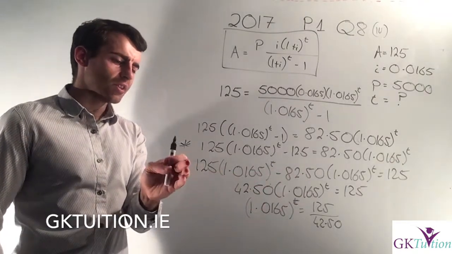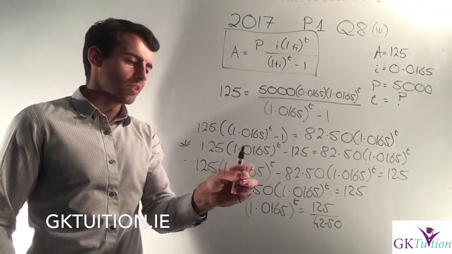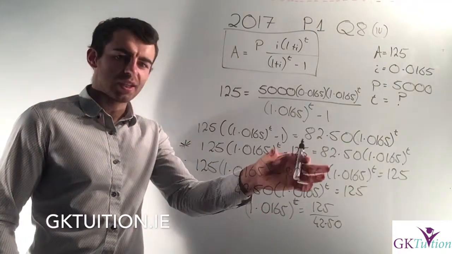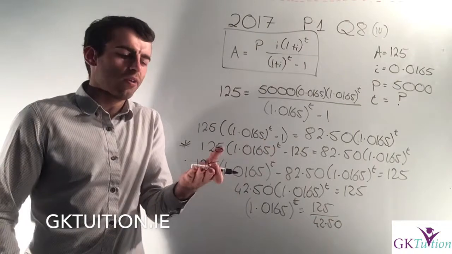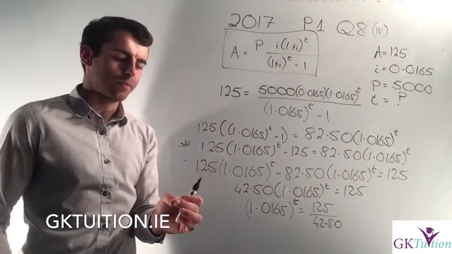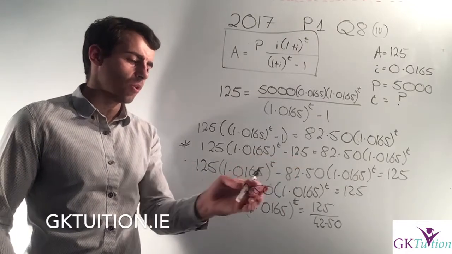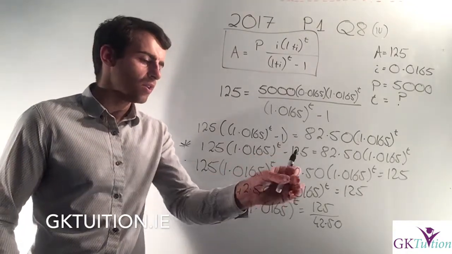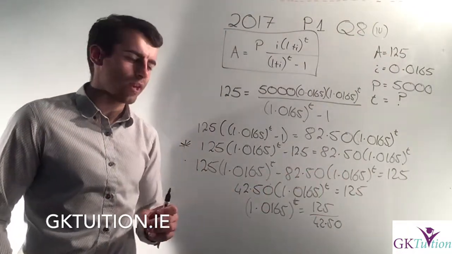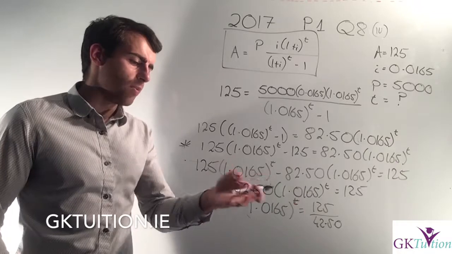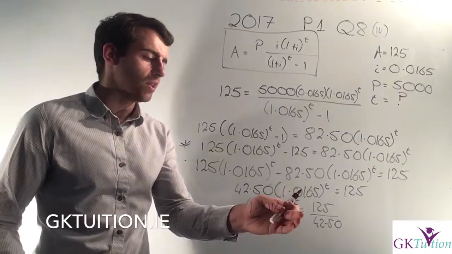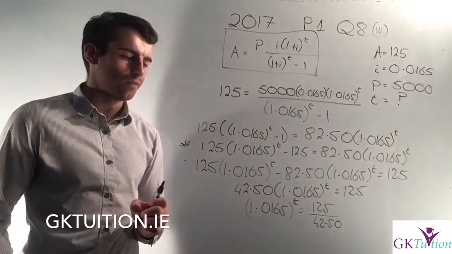At this stage, on this line, I have 125 times this to the power t minus 8250 times this to the power t. So these are actually like terms. It's equivalent to if I had 125x minus 82.5x. I can just subtract them from each other. 125 minus 82.5 is 42.5 times 1.0165 to the power t. And that's equal to 125. So if I divide both sides by 42.5, I now have 1.0165 to the power t equals 125 over 42.5.